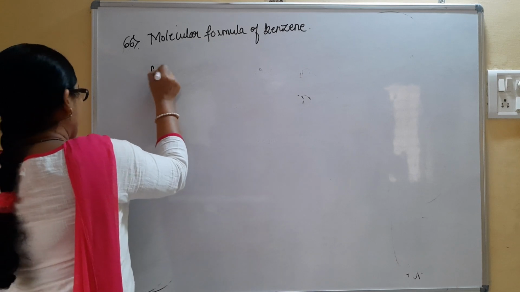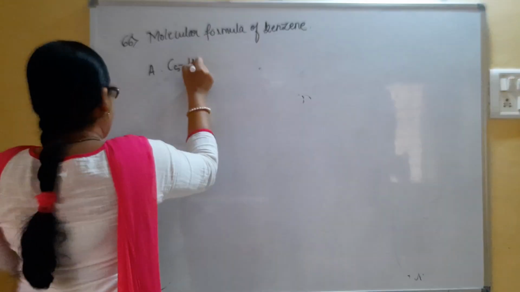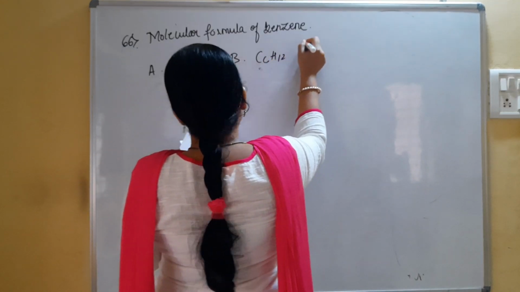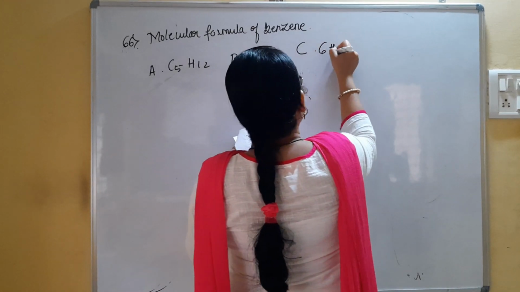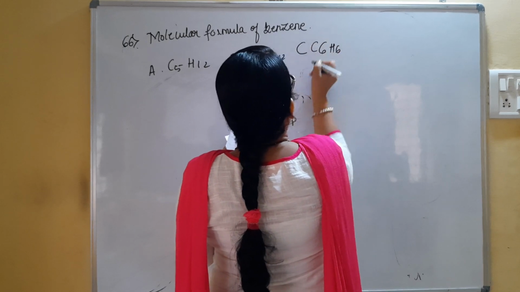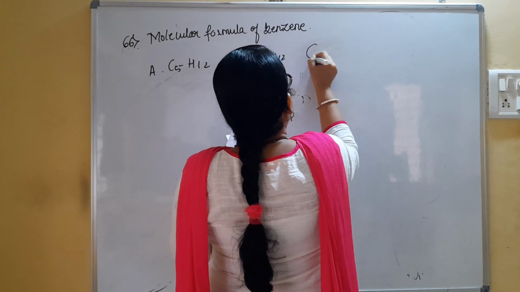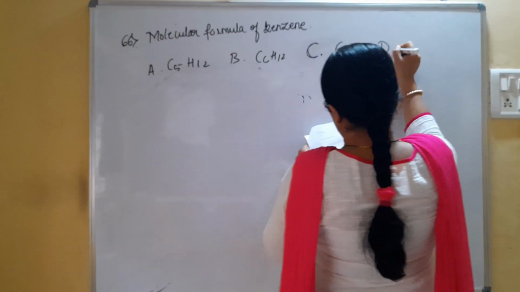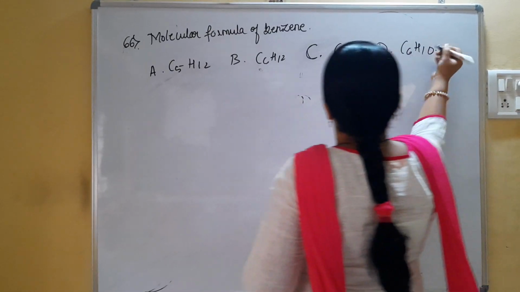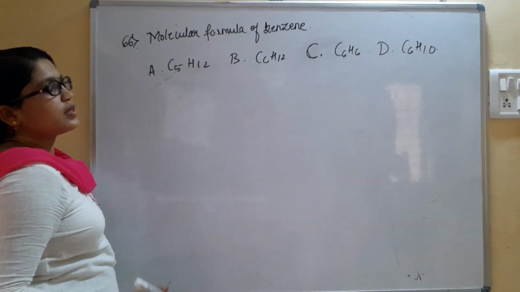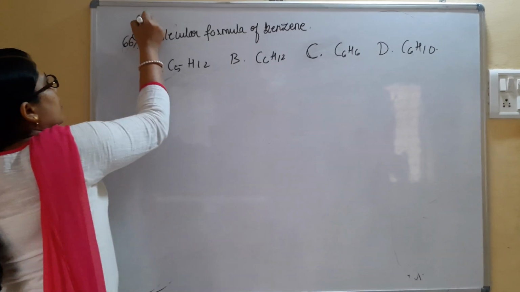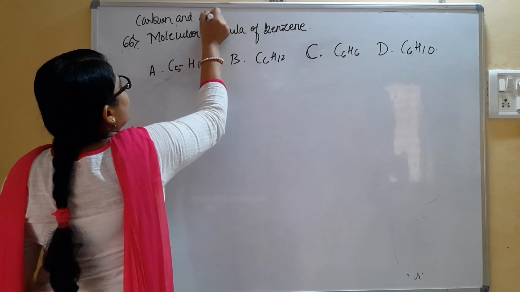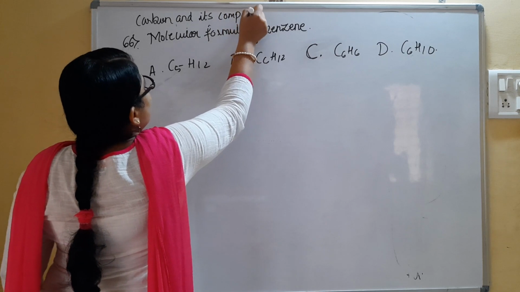So options are given. A is C5H12, B is C6H12, C is C6H6, D is C6H10. So let me write the structure for the benzene. This is a question from the chapter Carbon and its Compounds. From this chapter, this question is being asked.